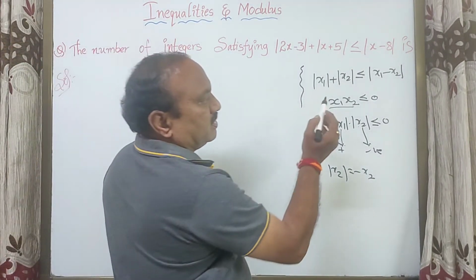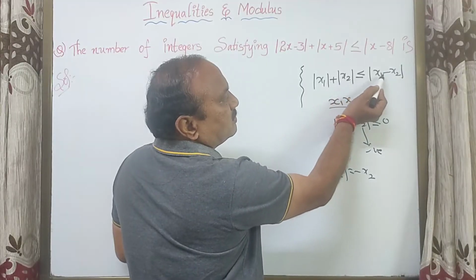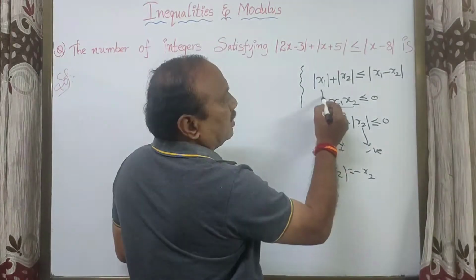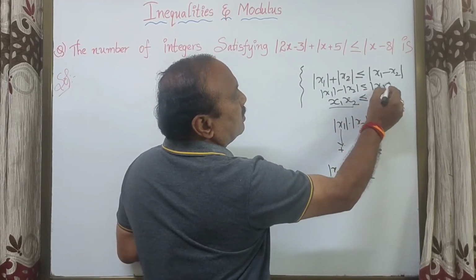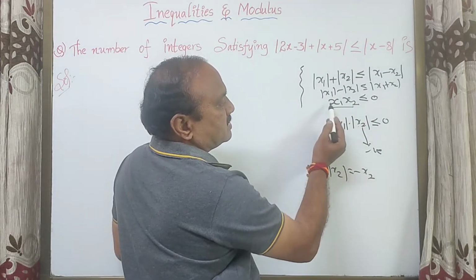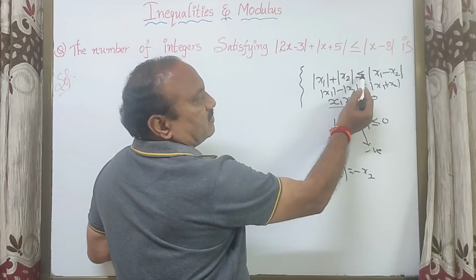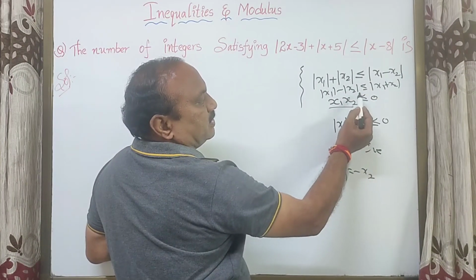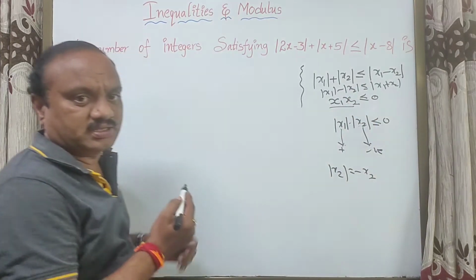So, if you have |x1| + |x2| ≤ |x1 - x2|, or ||x1| - |x2|| ≤ |x1 + x2|, in such cases x1·x2 ≤ 0, since here we have the less than or equal to symbol. If you have greater than or equal to, then this symbol becomes greater than or equal to.